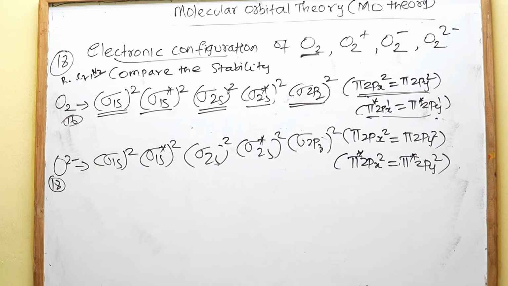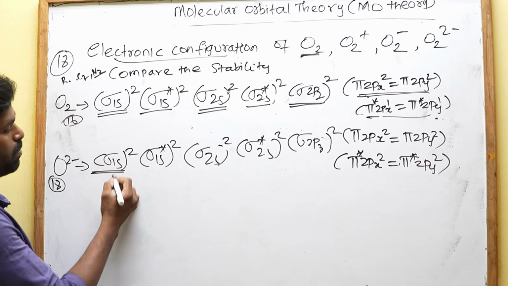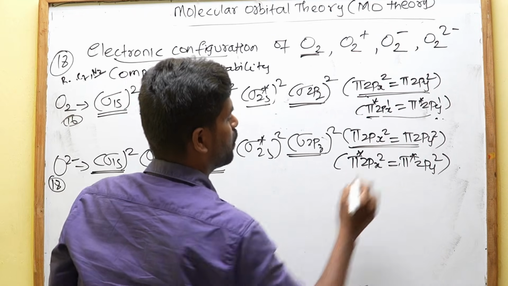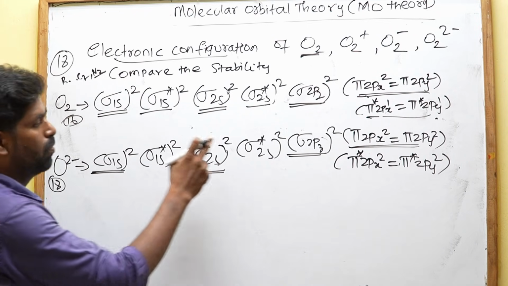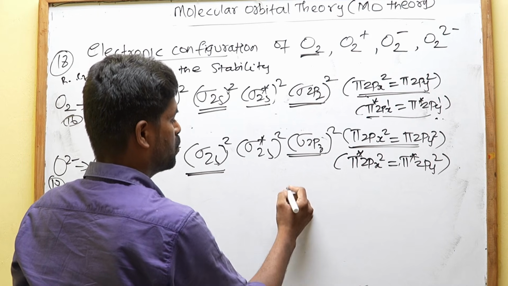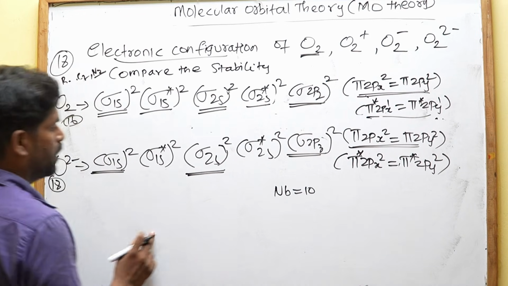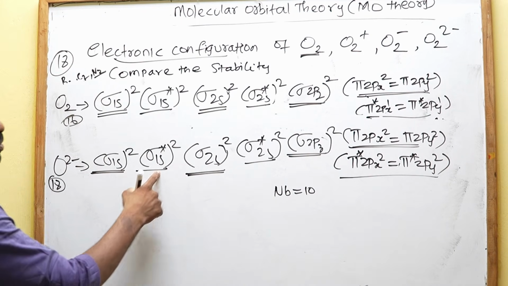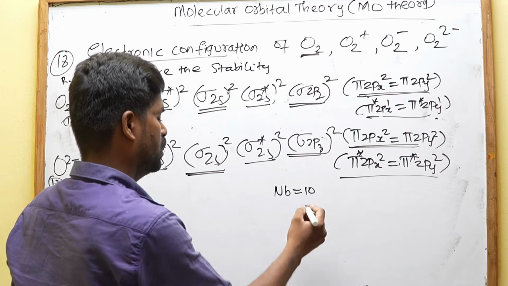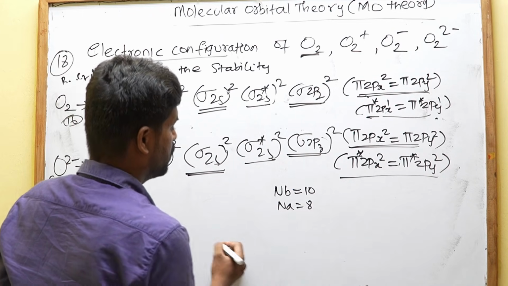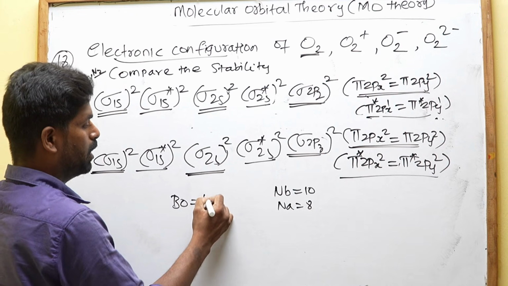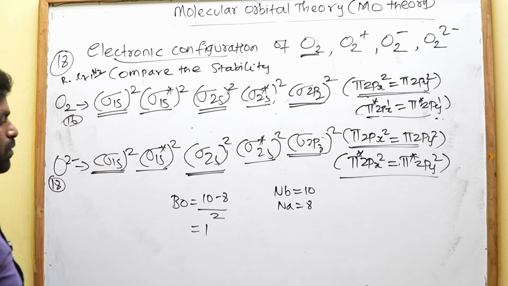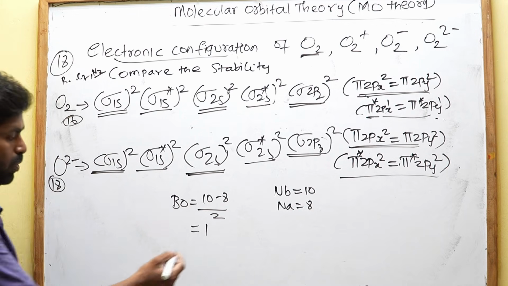Now underline the bonding molecular orbitals. This is a bonding level, this is a bonding level, this is a bonding level, and this is a bonding level. Now count the number of electrons here: 2, 4, 6, 8, 10. So NB equals 10. Now count NA, that is the antibonding levels. So 2, 4, 6, 8. So NA equals 8. By the formula, bond order equals 10 minus 8 by 2, which is 1. So the bond order for O2 minus is 1.